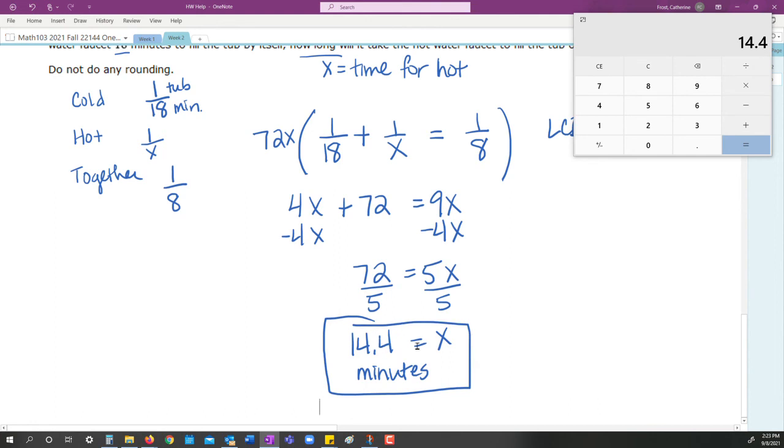By the way, if you end up getting something, like if this had been, I don't know, 71 over 3, and you get that, just leave your answer as a fraction. Just make sure it's simplified. So if it's something where you kind of have to round, if you're going to do a decimal, just leave it as a fraction. Okay.